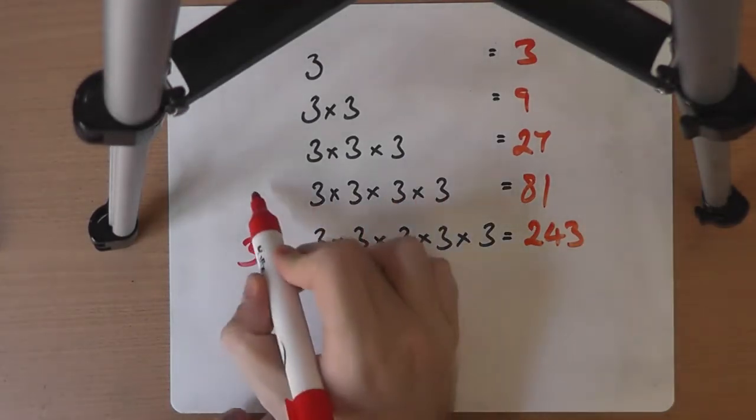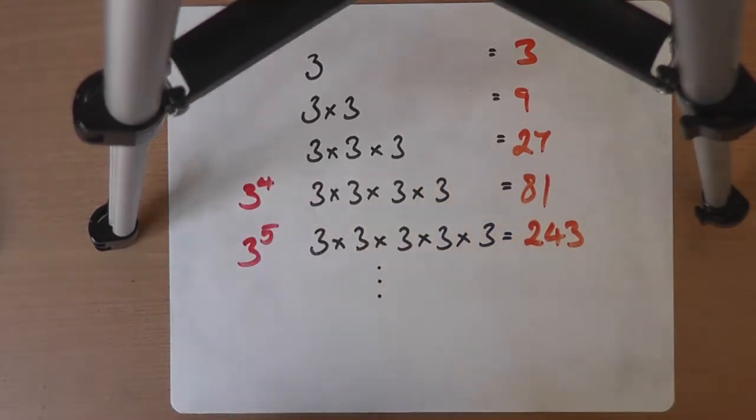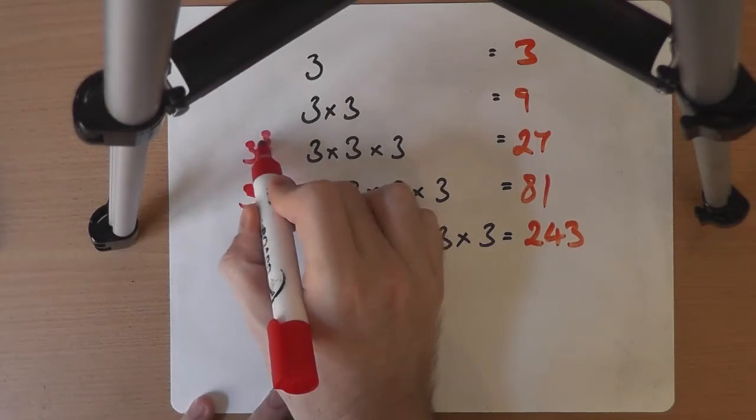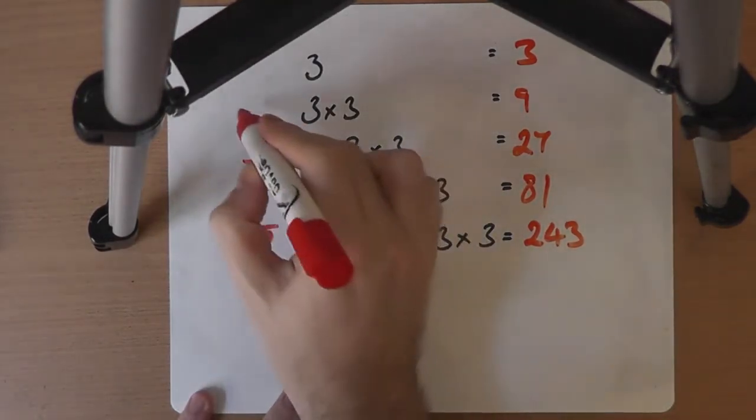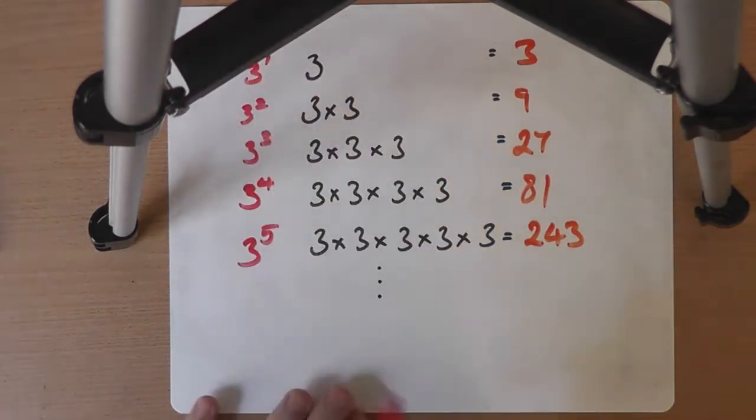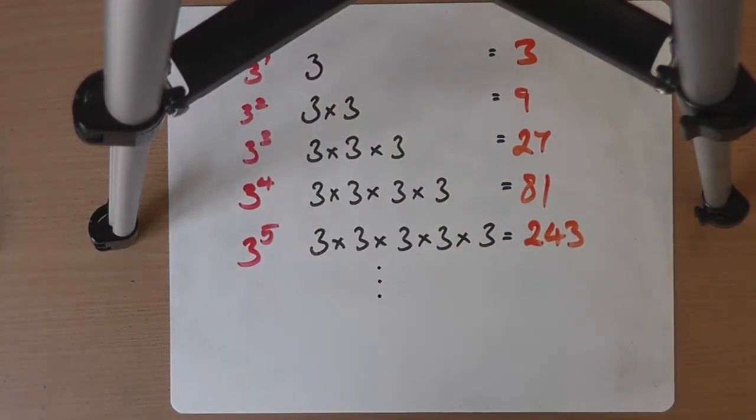Here, 1, 2, 3, 4. So this will be 3 with a little 4 up in the top right hand corner. This one here, 3 with a little 3 up in the top right hand corner. 3 with a little 2 for this one, 3 times 3. And just 3 with a 1 because there's just 1 on its own.